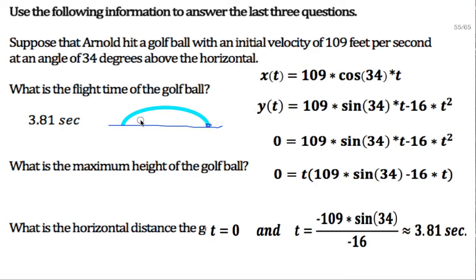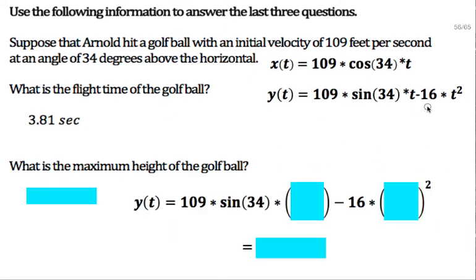All right, so here's my parabola. I'm hitting the golf ball here. It's flying through the air. It's coming down here. Well, what is the maximum height of the golf ball? I'm going to hit the maximum height of the golf ball exactly halfway through the flight path, okay? If my time is 3.81 seconds, then half of that value is going to tell me when my height is maximum. So again, I'm working with my y equation, and I'm just going to plug in 3.81 divided by 2.